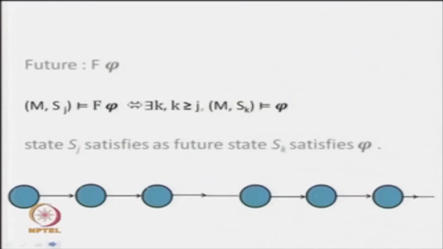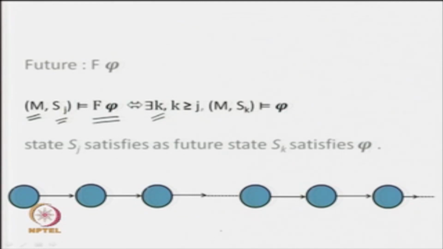Now, the next operator we are going to look at is eventuality, or future, F phi. How are we going to define it? Now, you see the meaning of these things. We can say that in a model M, in state S j, F phi holds. This is a temporal formula F phi. In future phi holds. Basically, it says that we are going to get some state k in the model, where k is greater than j if we are looking at a particular state j, and it says that in model M, in state k, phi holds.